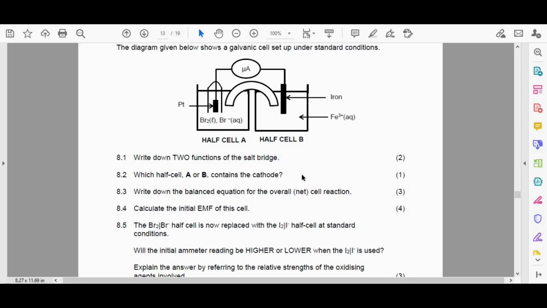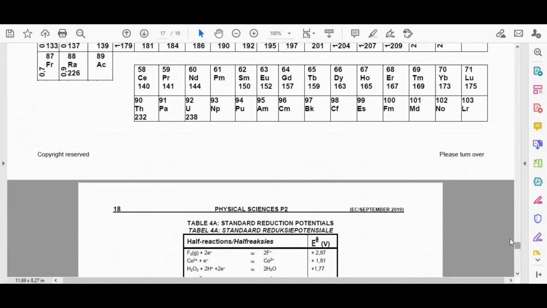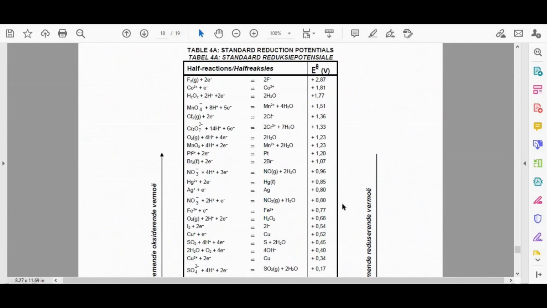So we have to go back to our table and find where Br is. Here we go, we've got Br2 plus 2e giving us Br minus. That also confirms it is the cathode because it's a positive 1,07. So this half reaction is going to be used, not the platinum one, because platinum is not gaining the electrons, but this substance is.